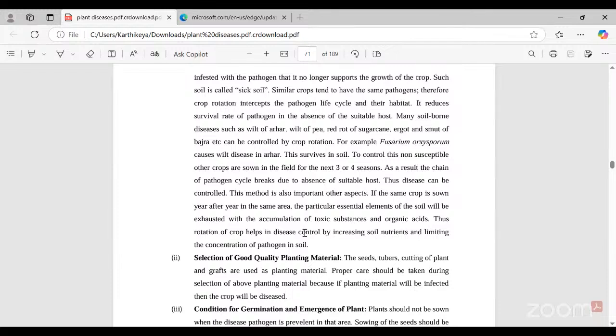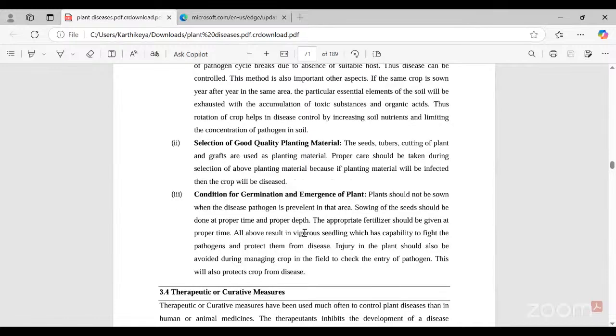This method is also important in other aspects. If the same crop is sown year after year in the same area, particular essential elements of the soil will be exhausted, with the accumulation of toxic substances and organic acids. That's why crop rotation helps in disease control by increasing soil nutrients and limiting the concentration of pathogen in the soil.